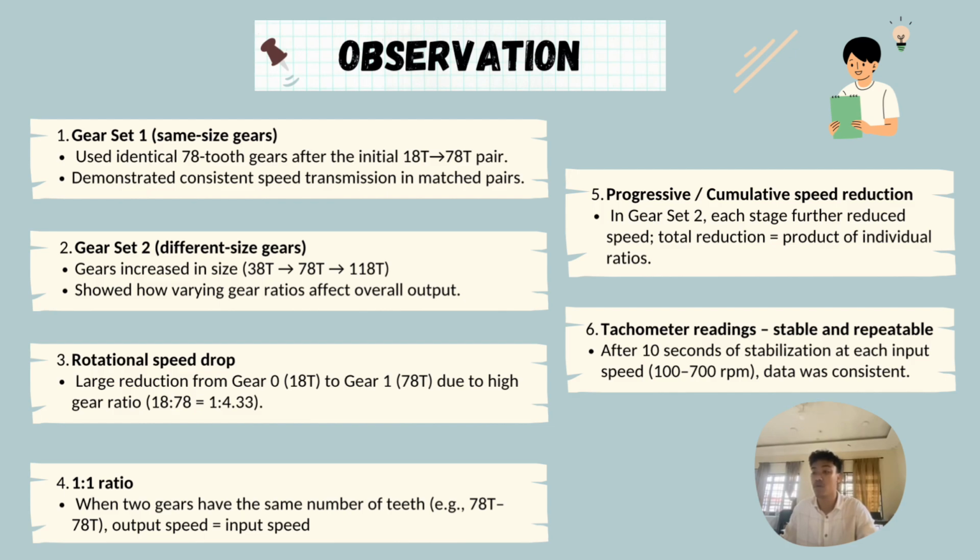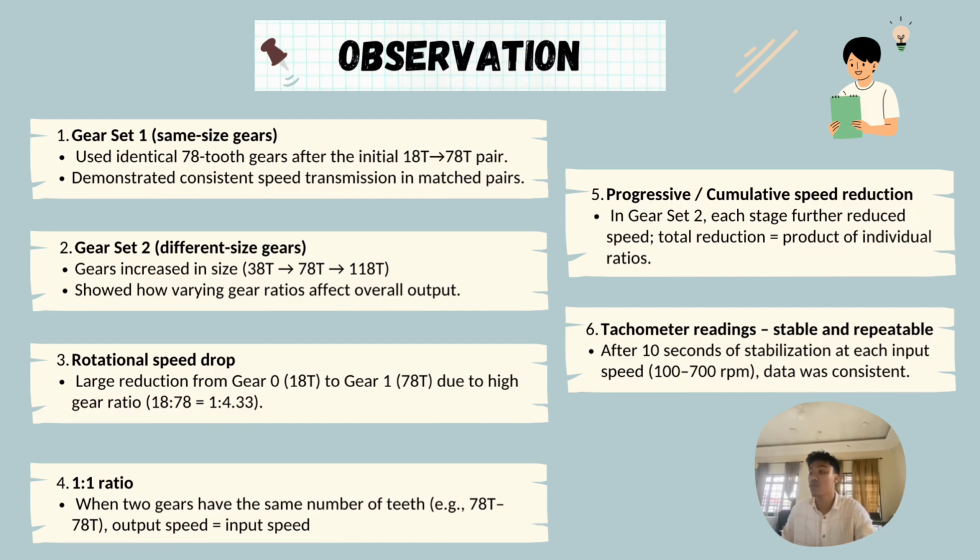So rotational speed drop. So large reduction from gear 0, which is 18 tooth, to gear 1, which is 78 tooth, due to the high gear ratio, which is 18 to 78 is equal to 1 to 4.33. So 4, which is a 1 to 1 ratio. So when two gear have the same number of teeth, such as 78 tooth to 78 tooth, output speed is equal to input speed. So 5 is a progressive or cumulative speed reduction. So in gear set 2, each stage further reduce speed, which is total reduction is equal to product of individual ratio.